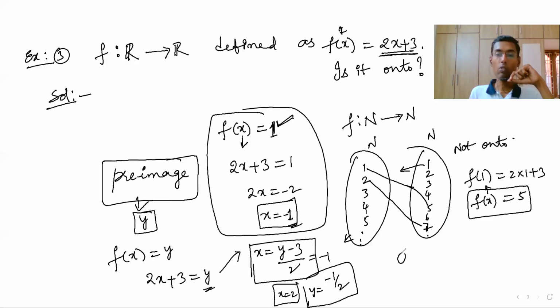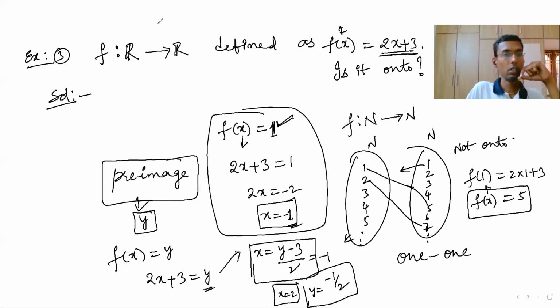This is 1-1 for sure, because different elements have different images. The image of 1 is this, of 2 is this, of 3 increases. So different elements have for sure different images, and every element has a unique image. So it is a 1-1 function, but it's not onto.